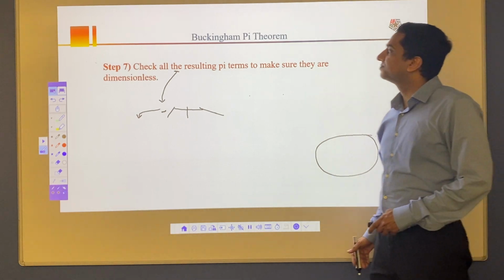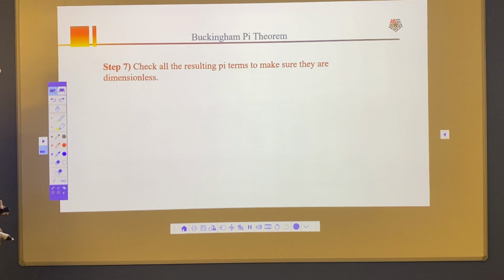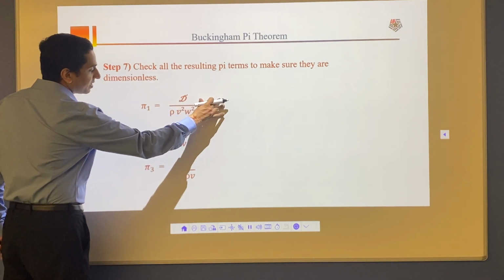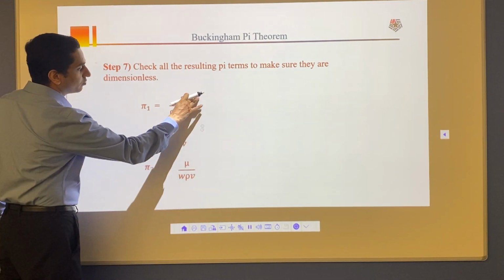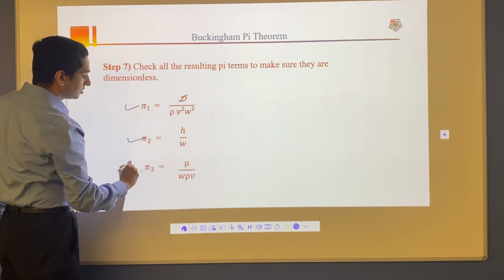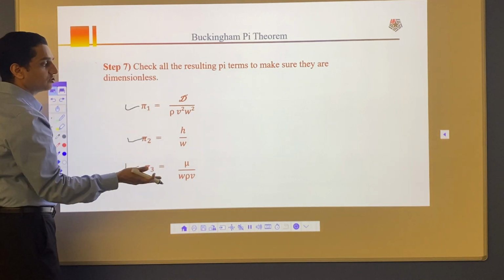Step 7 says to check all the results. What you have to do is go back, write down their dimensions and see if they have the same dimensions. Numerator, denominator, same dimensions, cancel out. Pi 1 is good, pi 2 is good, pi 3 is good. Once you are done with that, you are done with step 7. If you are not, then you have to go back.